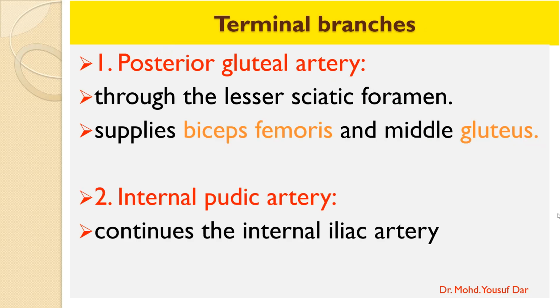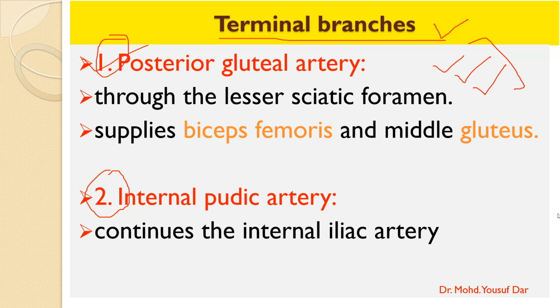Now coming to the terminal branches. As we have discussed, the internal iliac artery terminates at the lesser sciatic foramen into the posterior gluteal artery and the internal pubic artery. During its course, the internal iliac artery gives a large common trunk, then a short common trunk, and the vesicogenital artery. They are the collateral branches. Now, the terminal branches. The first one is the posterior gluteal artery, which passes through the lesser sciatic foramen and supplies the biceps femoris and middle gluteus muscle.